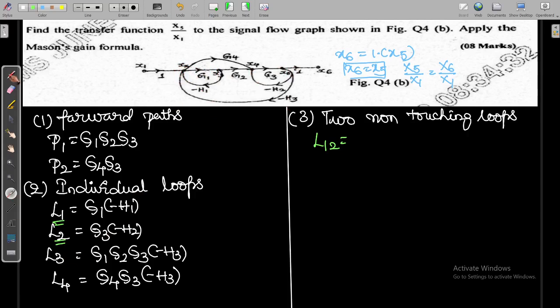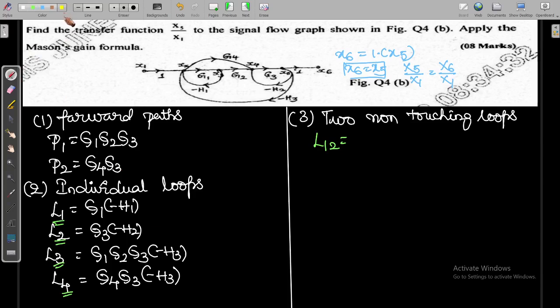Next, let us compare L1 and L4. L1 and L4 also have a common node here, this is L1 and this is L4. L4 also has a common node, so that is also neglected. Now let us compare L2 with L3.